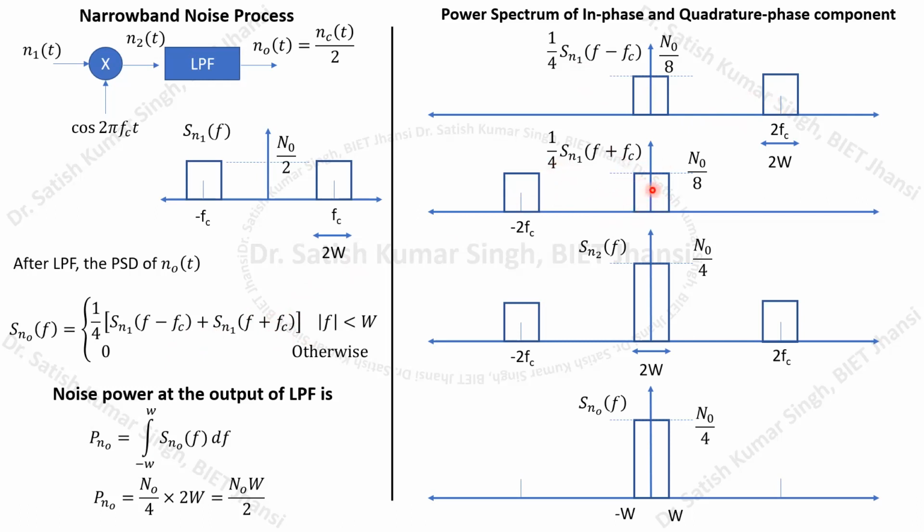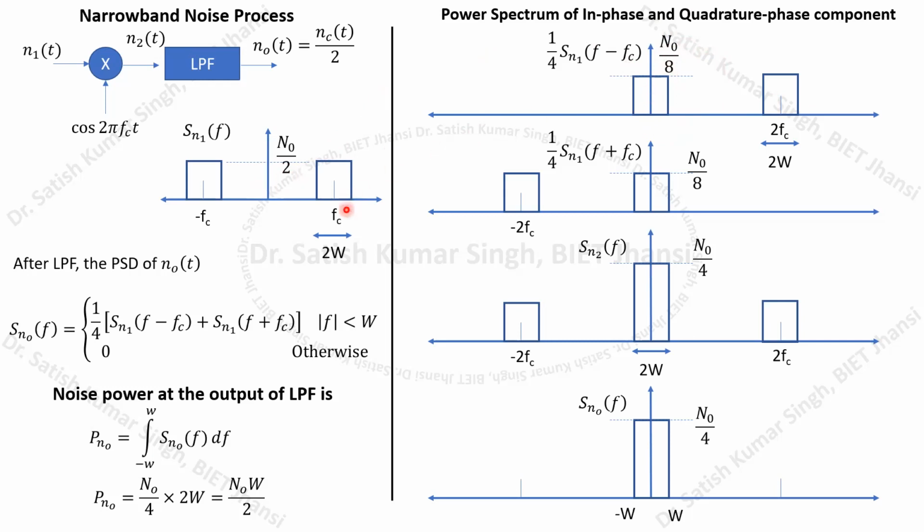So these will be the values, and you can see that a factor of 1/4 is multiplied over here. Because SN1F had its magnitude equal to N0/2, now this magnitude will become N0/8, because it is N0/2 multiplied with 1/4. So it will become N0/8. This will be the shifted version of this particular spectrum, this particular power spectral density.